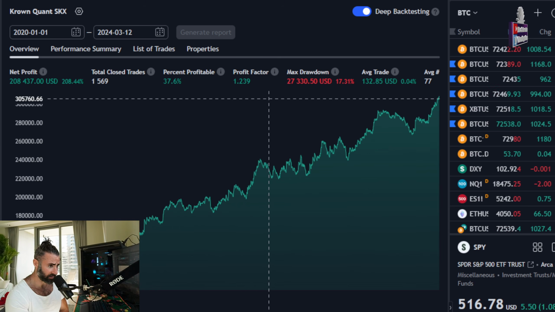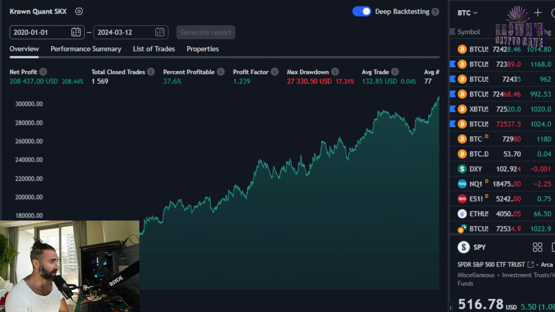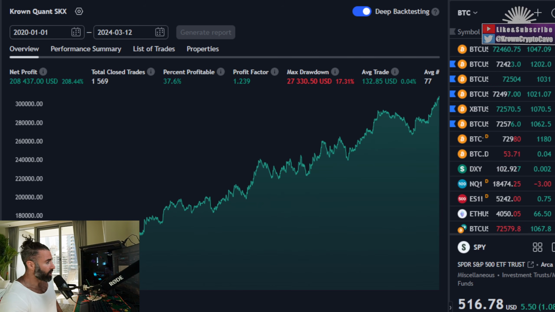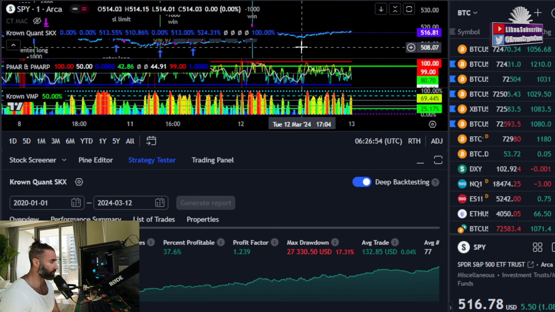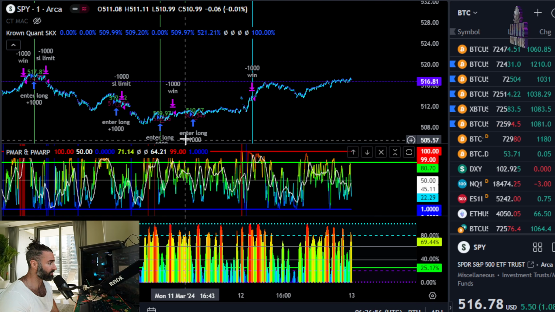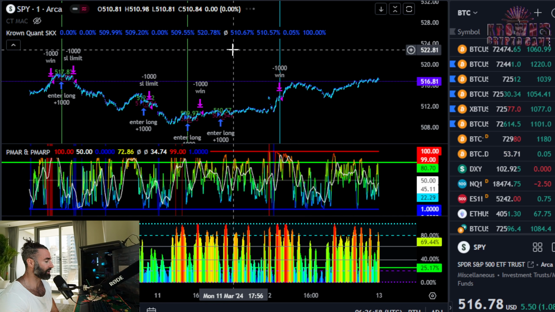Anyways, this one has been backtested all the way to the beginning of 2020, January 1st of 2020. Actually couldn't go back further than that on TradingView Deep Backtester. So without further ado, we'll go over it, starting off with the SPY setup right here. And it's an extremely simple strategy, actually.